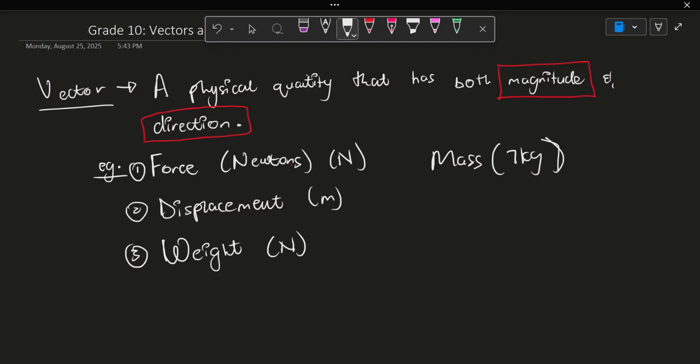So my mass is 7 kilograms, right? Okay, let's just be a bit more realistic. 47 kilograms. So I weigh 47 kilograms, right? So that is mass. But when we talk about weight, we are talking about a type of force. So weight and mass are not the same thing.